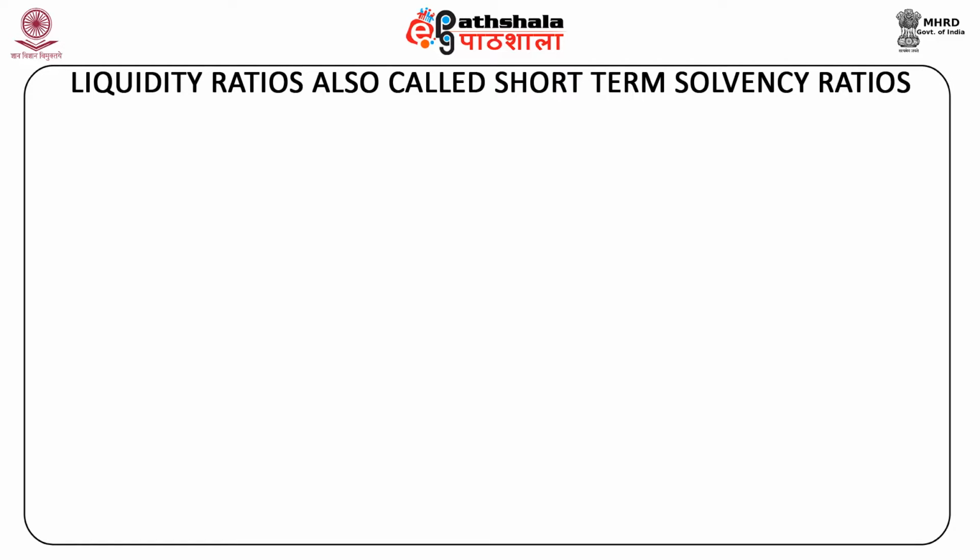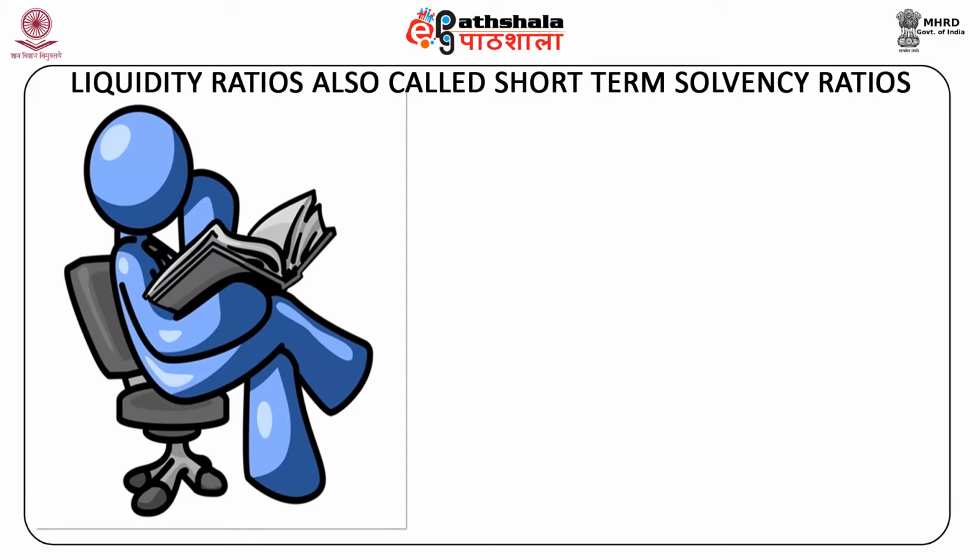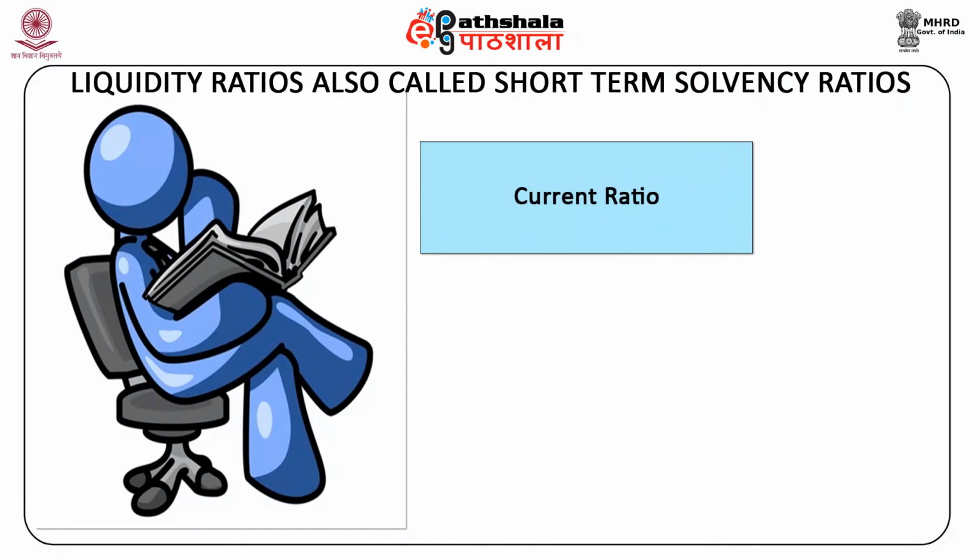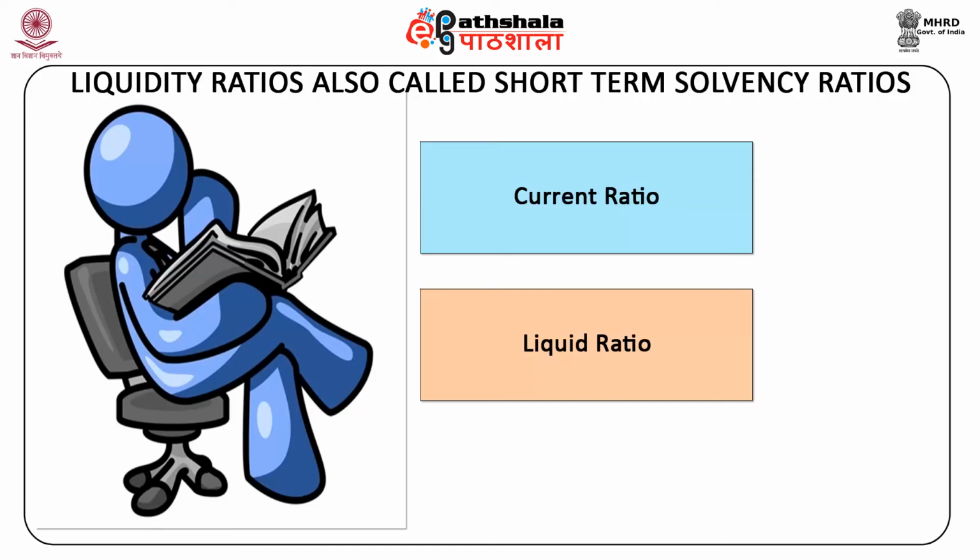Liquidity ratios, also called short-term solvency ratios. The word liquidity means the ability of the firm to pay its liabilities arising in the day-to-day operations of the business timely. The major liquidity ratios are current ratio and liquid ratio.